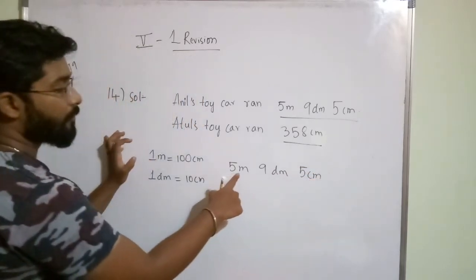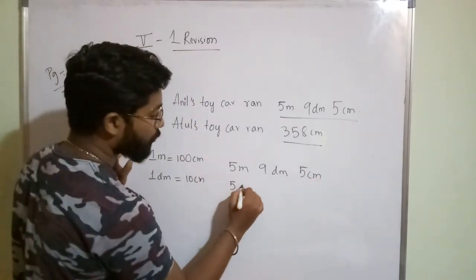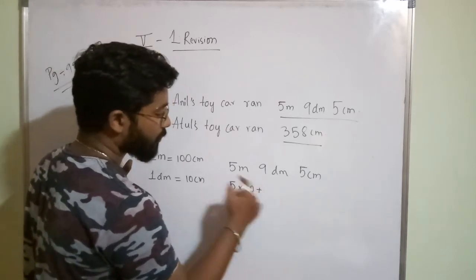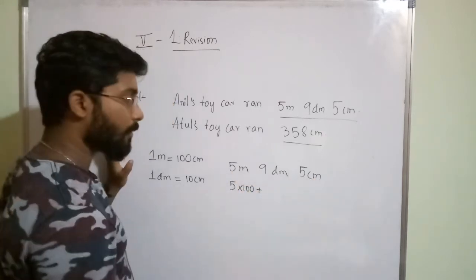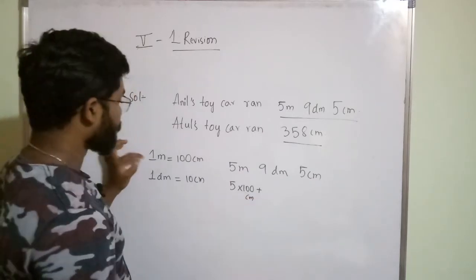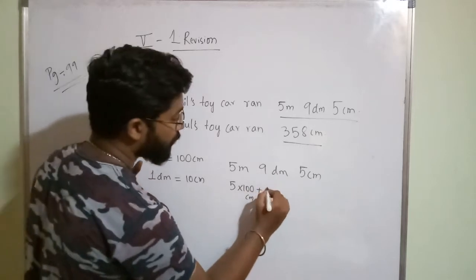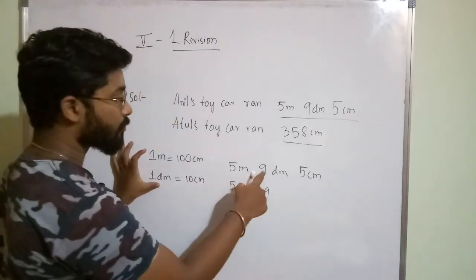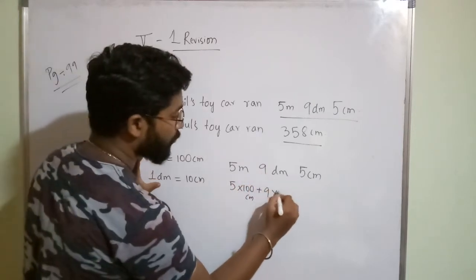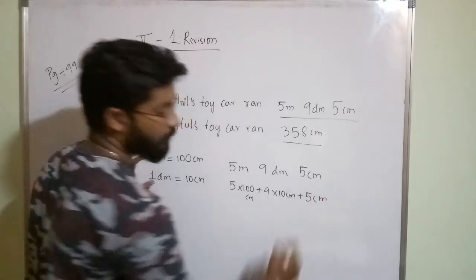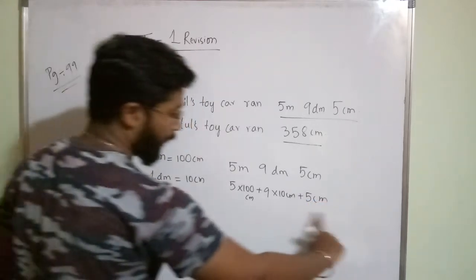So instead of meters, what can I write? 5 into 100. Okay, plus, this total I want to convert into centimeters. 5 into 100, the unit will be centimeters here. Okay, 9 dm means 1 dm equals 10 centimeters, no? So 9 into 10 centimeters plus 5 centimeters. Okay, so you have to add all this.